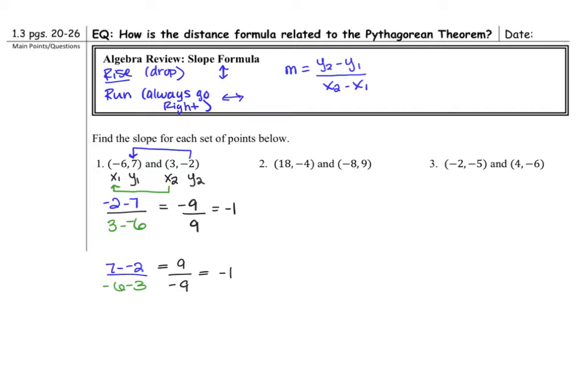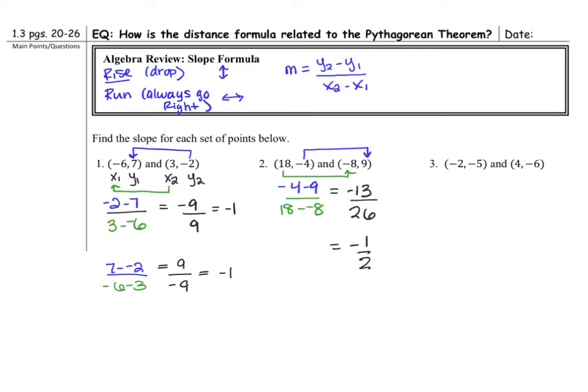So if we look at number 2, remember your y values have to go on top. So we would do negative 4 minus 9. And notice that I put an arrow so I know which direction I went, just reminding myself that I went left to right. And then your x's would go on bottom, so that would be 18 minus negative 8. Negative 4 minus 9 is negative 13. And 18 minus negative 8 is 26. And then negative 13 over 26 will simplify to 1/2.